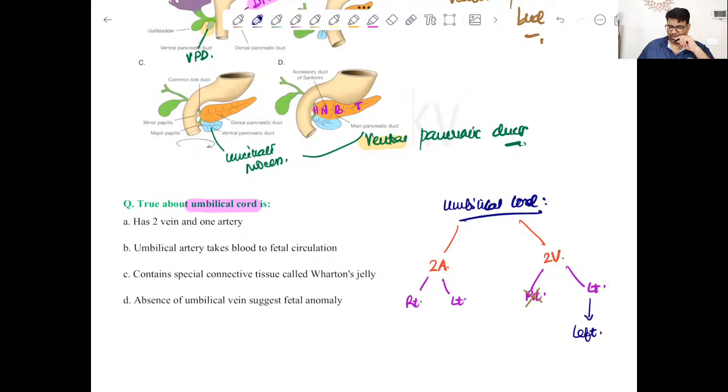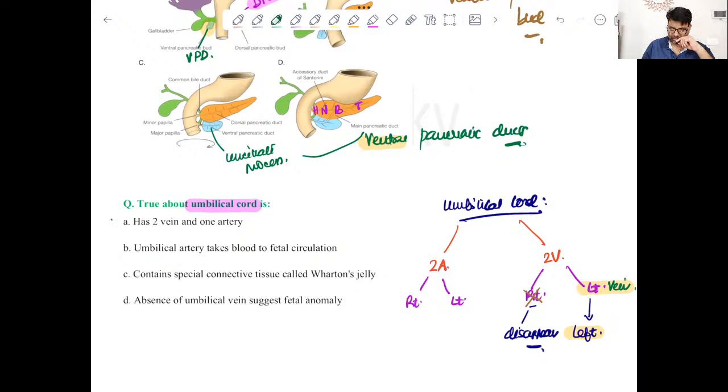Okay, so there are initially two arteries and two veins, but the right vein disappears and the left vein is left. So that is very important. The left vein is left. Therefore, what you will say is that there are two arteries and one vein, right?